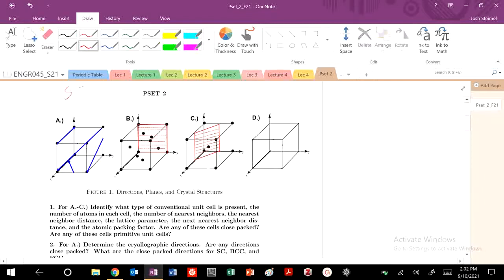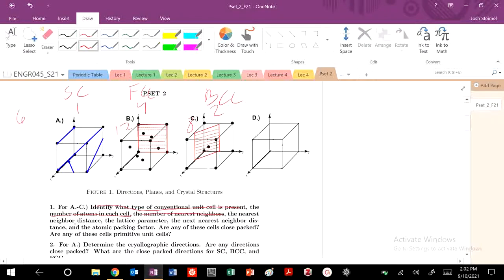So this is simple cubic, this is going to be FCC, and this is going to be BCC. So again, we've done that. Number of atoms: 1, 4, 2. Number of nearest neighbors: I have 6, 12 and 8, so these are my number of nearest neighbors.